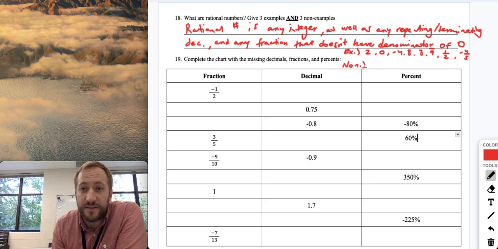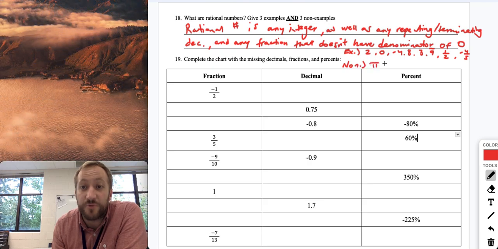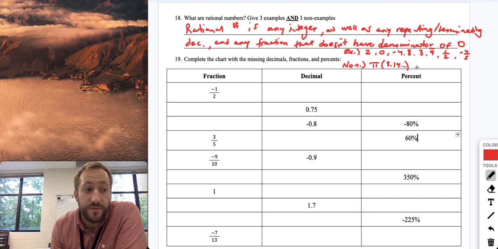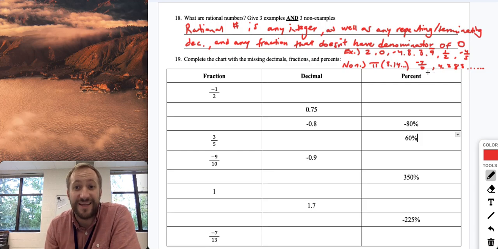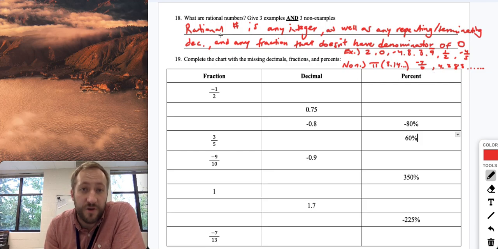Non-examples, however, would be things like pi, which is 3.14. That's our abbreviation. Pi actually goes on forever. It never ends. Pi is an irrational number because it never ends. All right, so pi, or something like negative 7 over 0, because we can't have a denominator of 0 because that doesn't work. Or just any other decimal that happens to go on forever, 4.283. If it never ended, then that would be an irrational number, and we're looking for rational numbers.